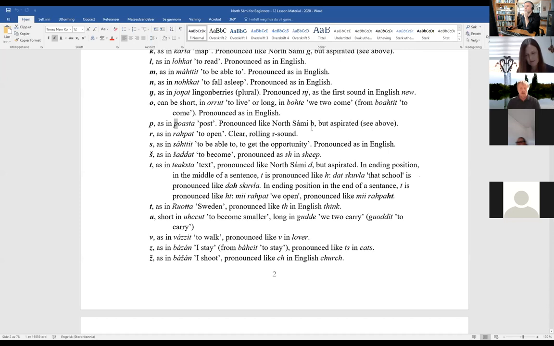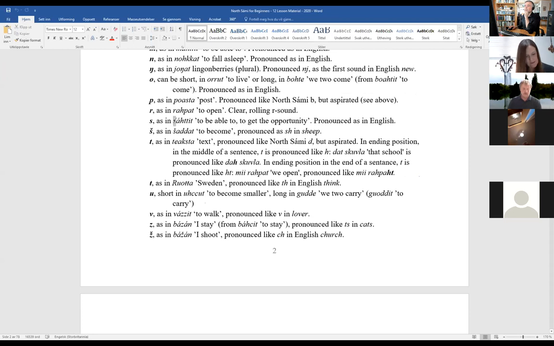And then a rahpat, this should be more trilling. You know, it's not like German R or maybe American R, that you don't have this R, but in Sami traditionally, it's an R sound, like rahpat. It's quite trilled, if you can try to do that. I'm not so good at it, but yeah. Sorry if it sounds strange in the microphone. S, sahtit, no problem.